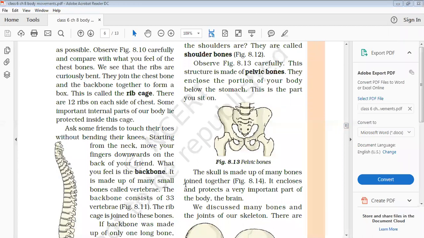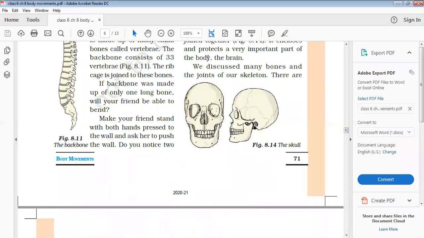This structure is known as pelvic bones, and the skull is made up of bones. The skull is also made up of many bones joined together. It encloses and protects the main part of our body, that is the brain.